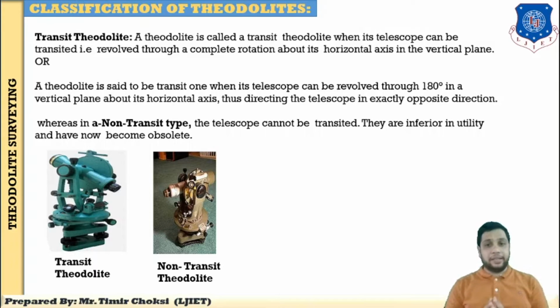Non-transit theodolites cannot be transited. They are inferior in utility and have now become obsolete. So the major use in the field nowadays is the transit theodolite. So these are transit theodolites. Here, listen, see the telescope movement. Here it can be rotated by something like 30 to 40 degrees, and it can also rotate through 180 degrees. But in a non-transit theodolite, the telescope cannot be transited. So these are the classification of theodolites based on movement of the telescope.